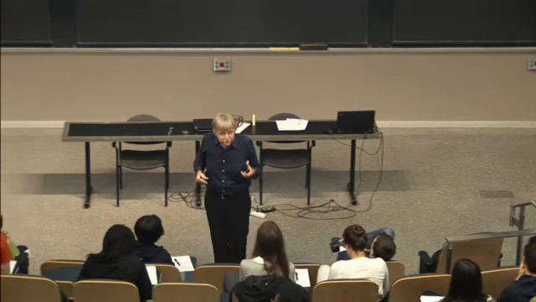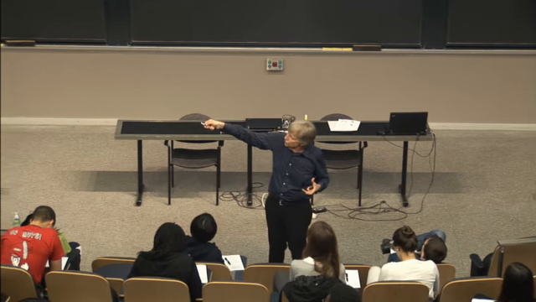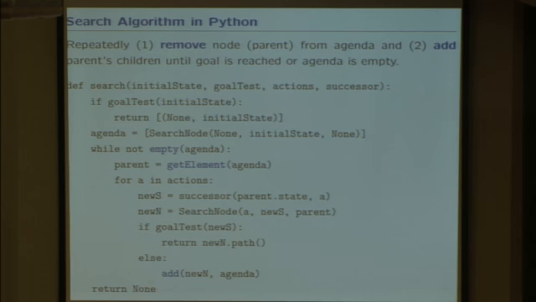Then I want to think about all the children. Well, there's a list of possible actions. So for A in actions, do the following things. Each parent can have multiple children, one for every possible action. So for A in action, figure out what would be the new state. Well, the new state is just the successor of the parent state. Remember, the parent is a node.